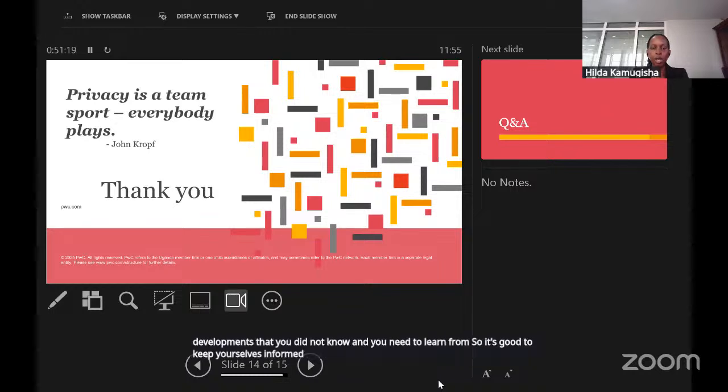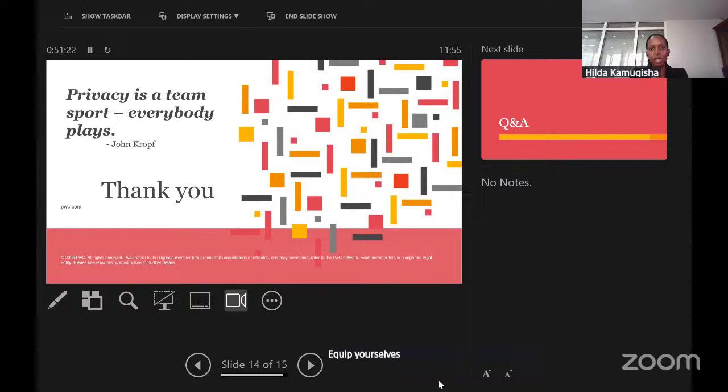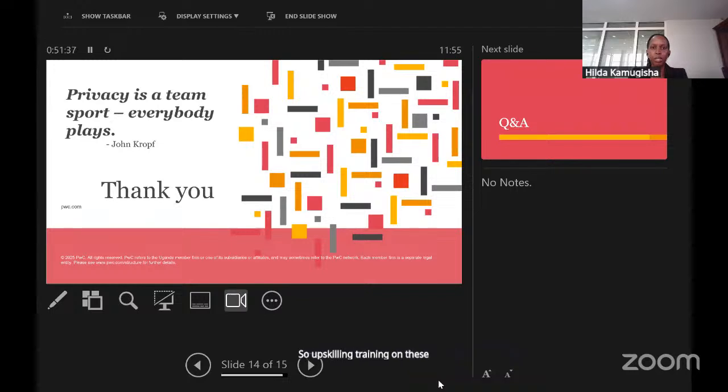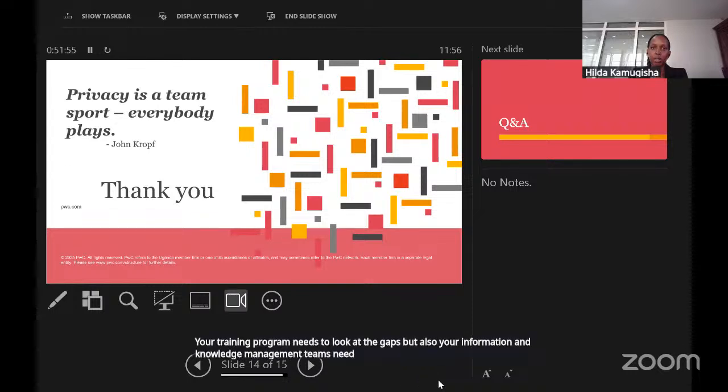So it's good to keep yourselves informed. It's good to equip yourselves. For example, I mentioned artificial intelligence. Many of the teams that we have in place are new to information around the new technologies, the new digital developments. So upskilling, training on these technical fields is important. So if your information technology team does not have the relevant skills concerning data protection, it's important that you equip them with that training. So your training program needs to look at the gaps, but also your information and knowledge management teams need to look at what information do we need that we don't have.